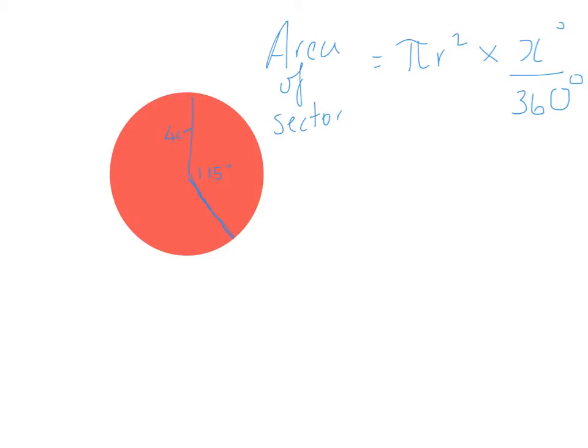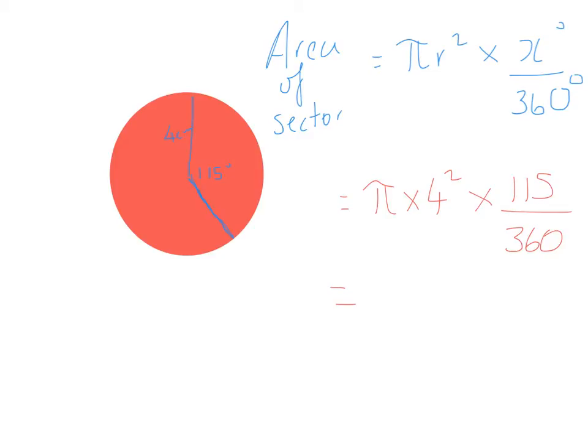Okay, in this question here, we're asked to calculate the area of the sector, and we are given an angle of 115 degrees, and we are given a radius of 4 degrees. So all we're going to do is we're just going to substitute our values into our equation. So we're going to do pi times 4 squared, remembering to square, and we are multiplying by our given angle. Our given angle is 115, and that's over 360. That is the proportion of the circle that we're working with.